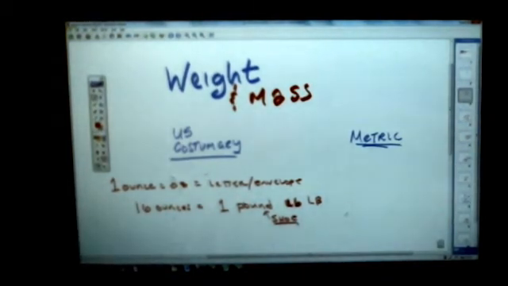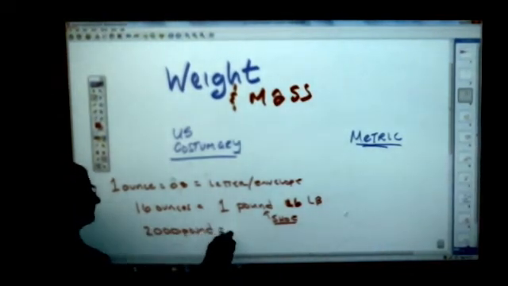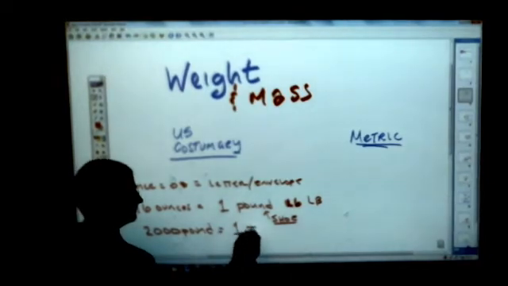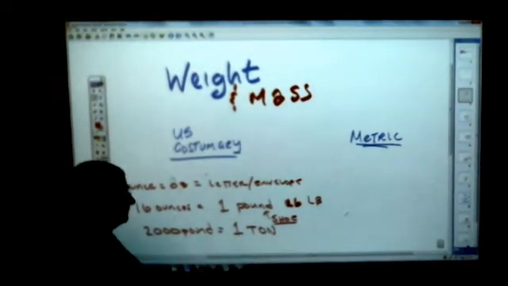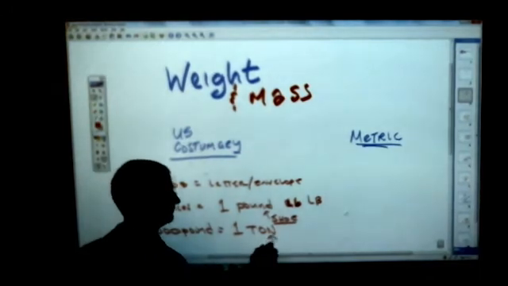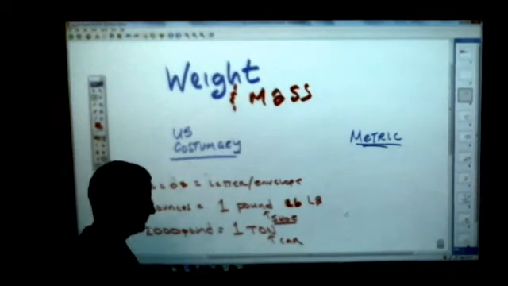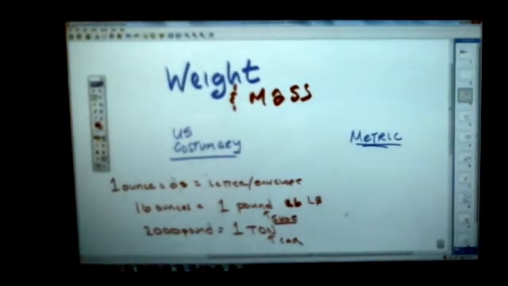And then if you put 2,000 pounds together, I don't know why they picked 2,000, that is 1 ton. And they always go with an elephant weighing a ton, but a light car is kind of about a ton, 2,000 pounds. Again, no rhyme or reason why they picked those sort of things there.